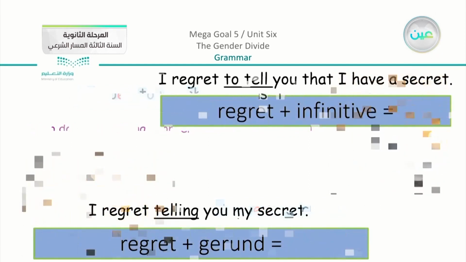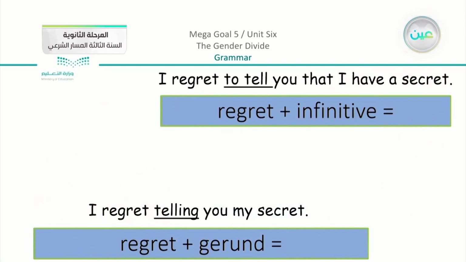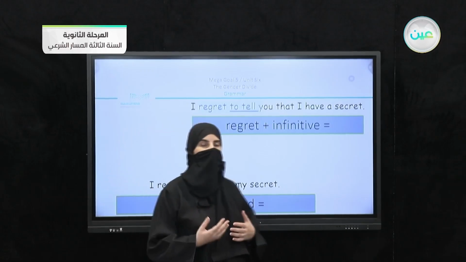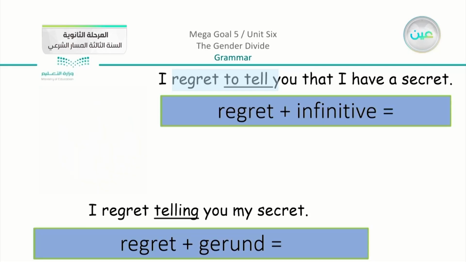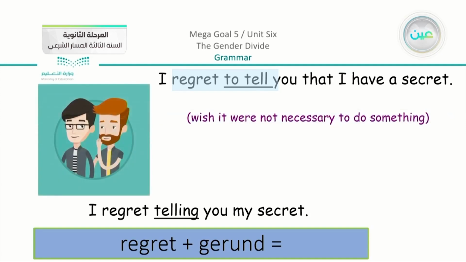Moving on, we have here the verb regret. I regret to tell you that I have a secret. Now you can see that we have here the word regret, which means that I have a feeling of being sorry. Or sometimes I feel that I don't want to do something, or actually it has been done and I feel sorry for doing it. So in the first one, using the infinitive, I regret to tell you that I have a secret. So here you have the meaning that I wish it wasn't necessary. I am going to tell you my secret, but I wish that it wasn't necessary.